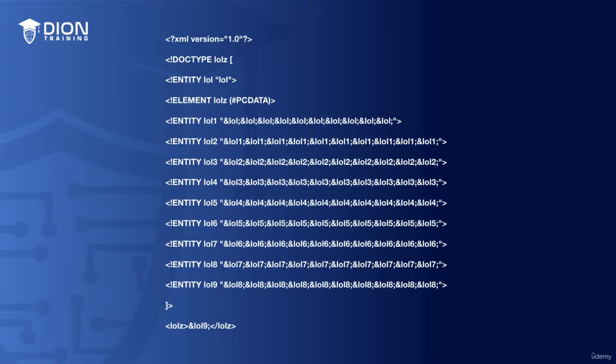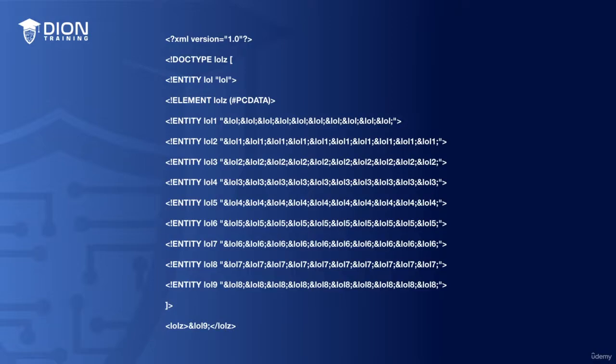And then, as we go to LOL8, we can see there are 10 LOL7s, and this pattern continues all the way up. This essentially creates a billion LOLs because of the factorial nature of the entity references. This simple code can consume up to 3 gigabytes of memory due to the repetitive references being used. Now, if an attacker can get your server to parse this XML file, it can start consuming all of these resources on your web server.